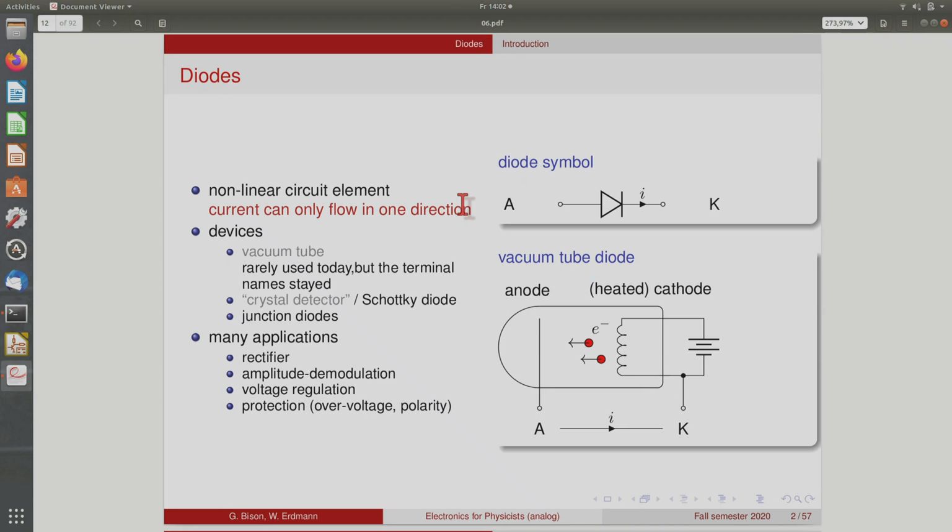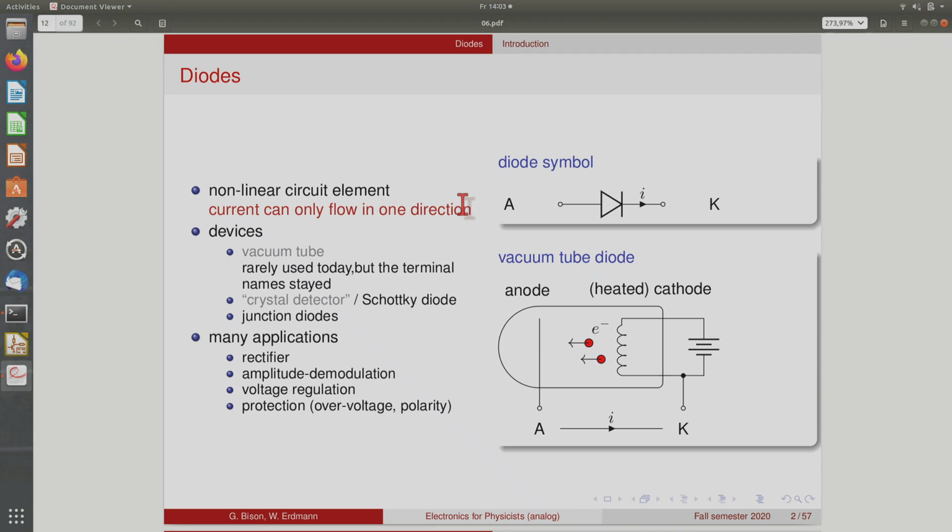There's another type of diode which was historically actually invented long before the junction diodes, which is the so-called crystal detector. In early radios, people had a piece of semiconductor, germanium, I think, and then they had to push a needle onto the crystal, and the interface between the semiconductor and the metal of the needle forms a rectifying system, and this is today called a Schottky diode. We'll come to that later.